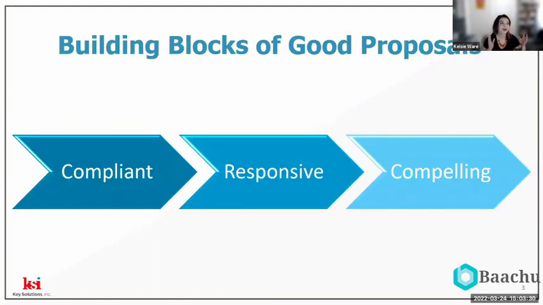One of the best ways to do that is to think of your proposal as building blocks. The first step is always going to be compliance in any proposal, because that is what you need to be evaluated by the government. But the important part is to go beyond that compliance and build in responsive content and then weave in compelling content to that responsiveness. By thinking of our proposals in these building block ways, we can get to higher evaluated content in our proposals.